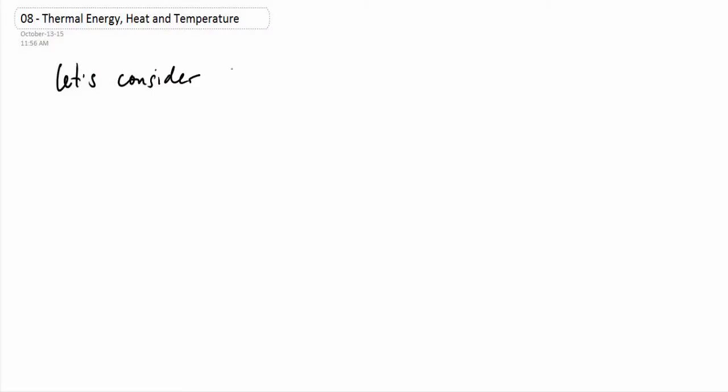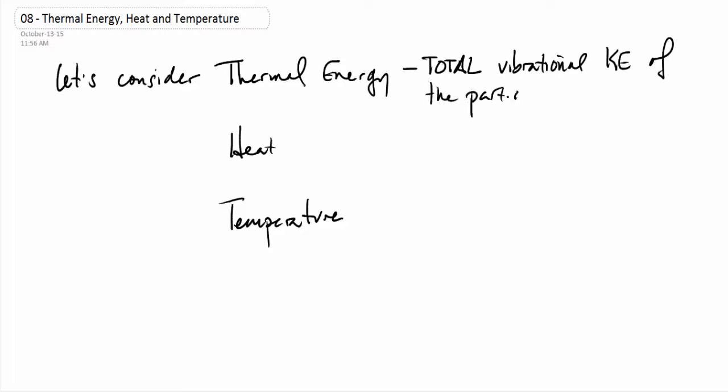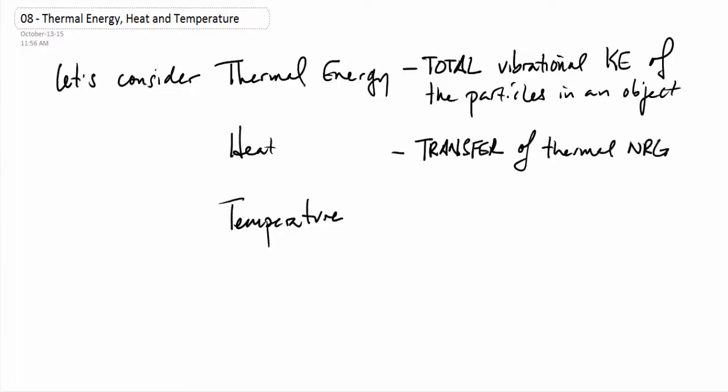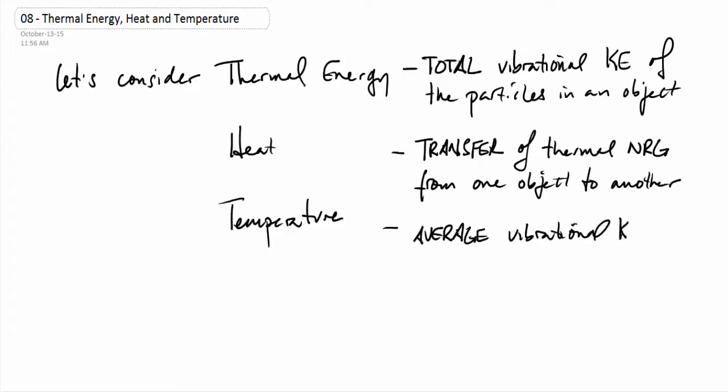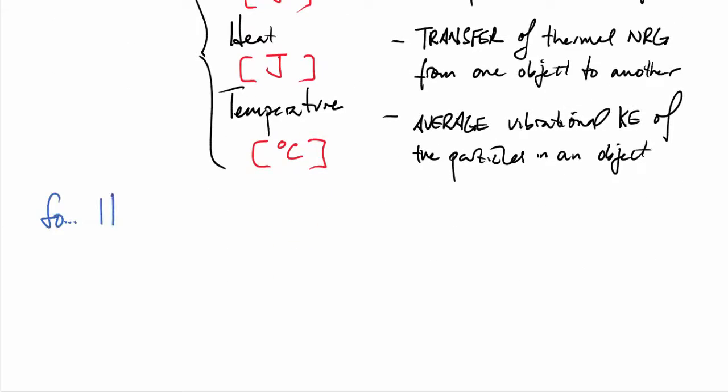So today let's consider thermal energy, heat, and temperature. Thermal energy we know to be the total vibrational kinetic energy of the particles in an object, and heat we know to be the transfer of thermal energy from one object to another. Temperature is the average vibrational kinetic energy of the particles in an object. So let's get the units here. The units of thermal energy and heat will both be joules, and temperature, of course, we'll have in degrees Celsius.